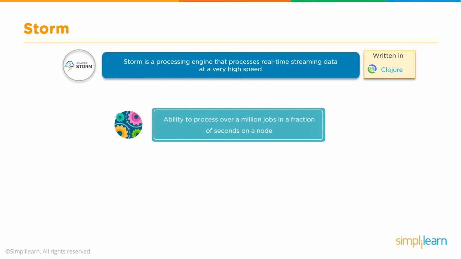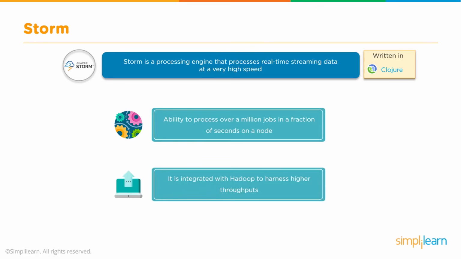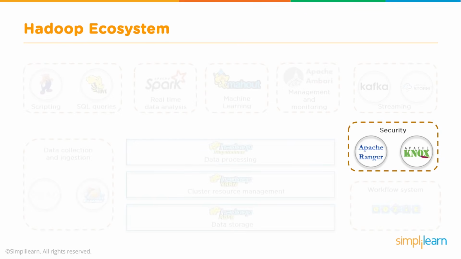So it has the ability to process over 1 million jobs in a fraction of seconds on a node. So it's massive. It can really reach out there and grab the data. And it's integrated with Hadoop to harness higher throughputs. So this is the two big things about Storm. If you are pulling, I think they mentioned stock coming in or something like that, where you're looking for the latest data popping up, Storm is a really powerful tool to use for that. So we've looked at a couple more tools for bringing data in.